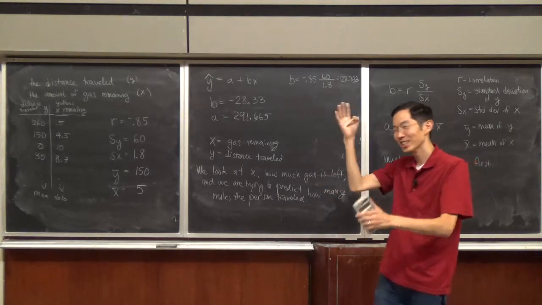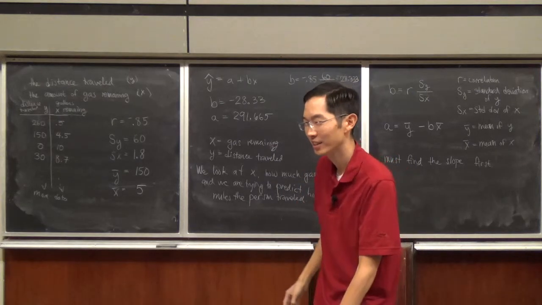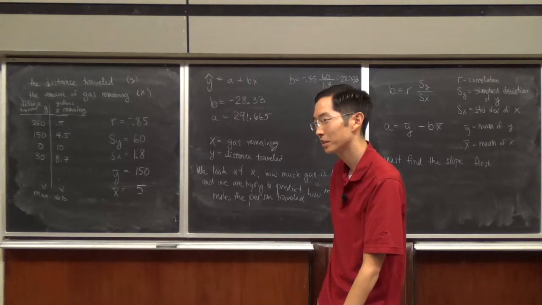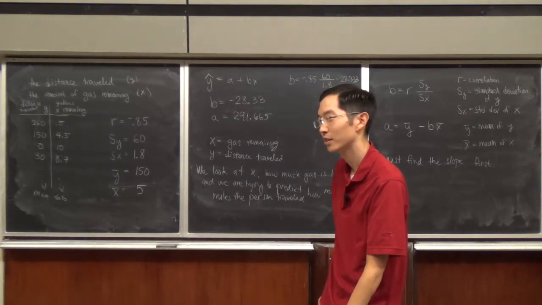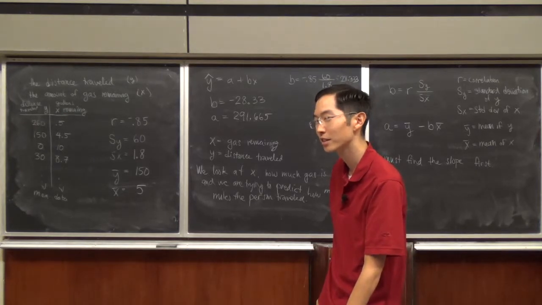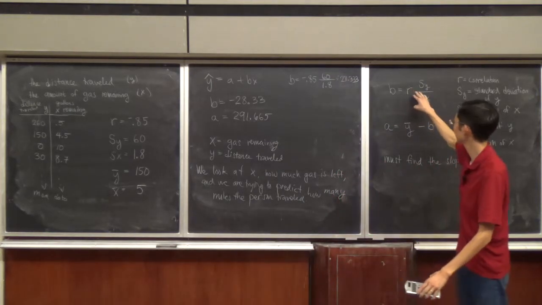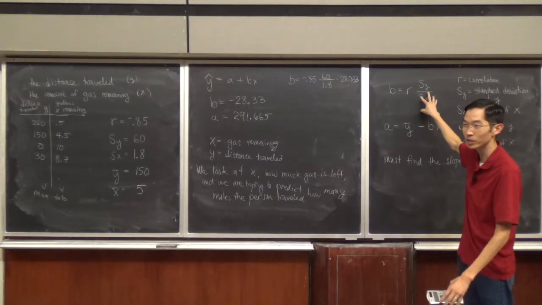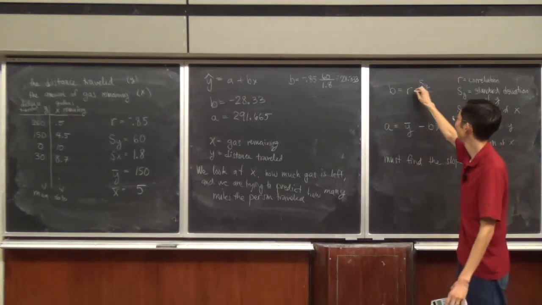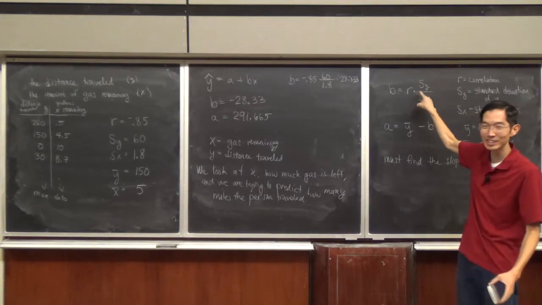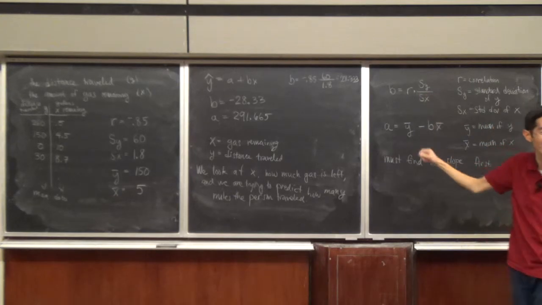What is your problem? When I take 60 divided by 1.8, my answer is 33.33. That is correct. But then you multiply by negative 0.85. You have to do R times S of Y divided by S of X. Okay. He just didn't show that. I don't need to, okay? I'll do this just to make you guys happy, but this is unnecessary, okay? I don't need to put a dot there, alright?